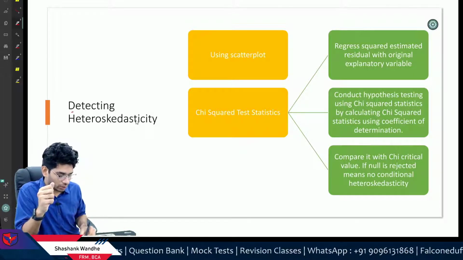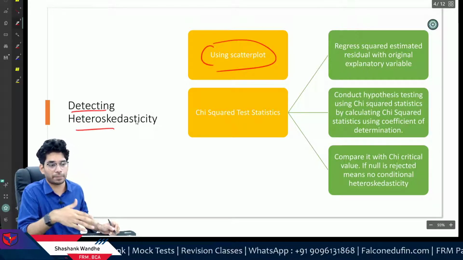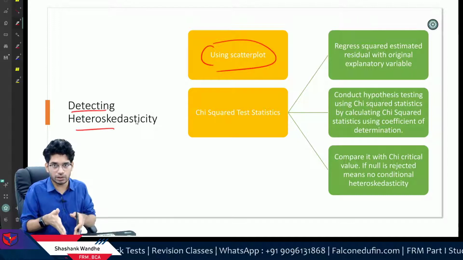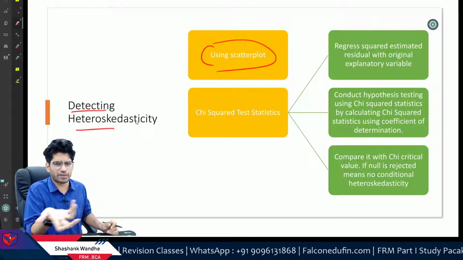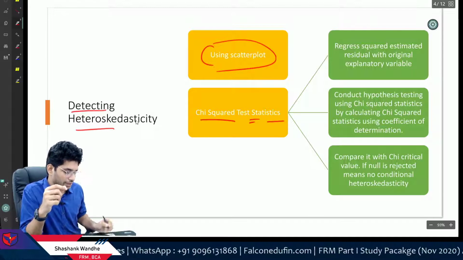So here see how to detect the heteroskedasticity. The first is using a scatter plot. We already saw how to generate the scatter plot, and again if you have the software you can easily generate the scatter plot. The second is the chi-square test.